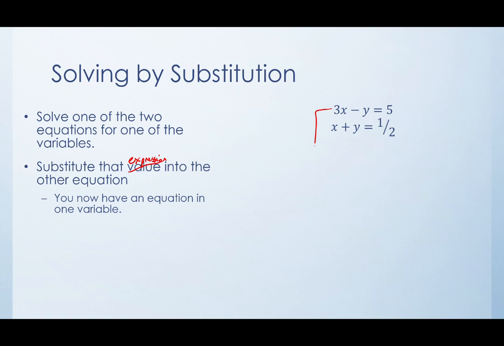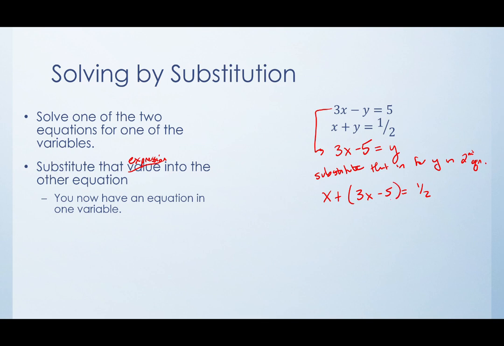So for instance, here in our example, because I don't want to deal with fractions, I'm going to solve the first equation for y, and I'm going to do that by subtracting 5 from both sides and adding y to both sides. So we've got y equals 3x minus 5. And then we're going to substitute that in for y in the second equation. So we've got x plus y equals a half, but instead of y, we're going to substitute in what we found that y is equal to, 3x minus 5.